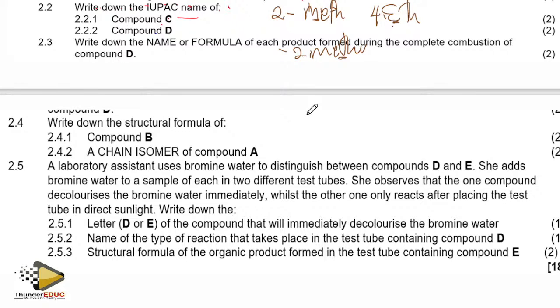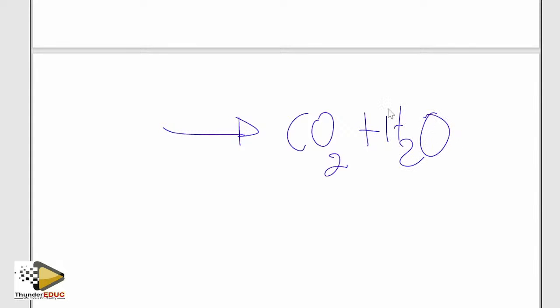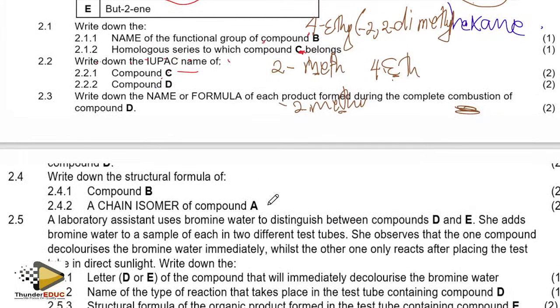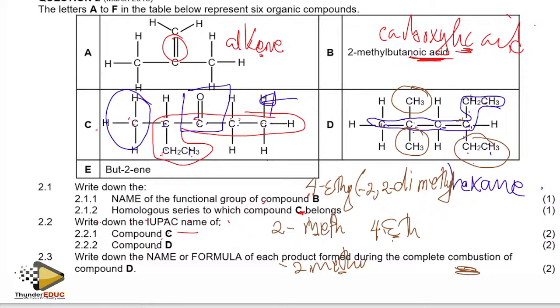Whenever they talk about combustion, what comes into your mind? Whenever they say we have a single product, whatever you are burning, the product is going to be carbon dioxide plus water. Simple. After that, you balance. So now it's going to be compound D. Where is compound D? Here is compound D.